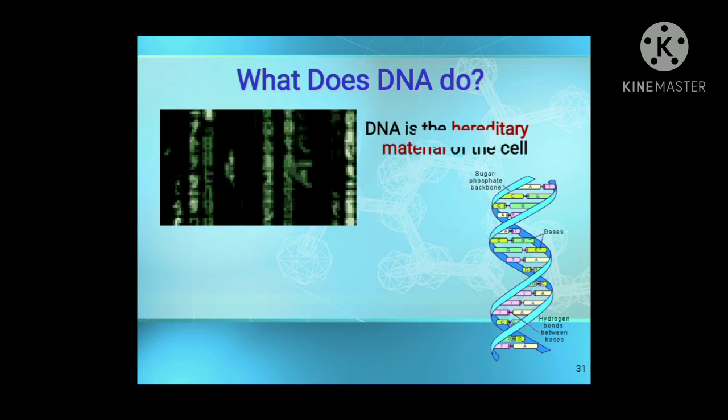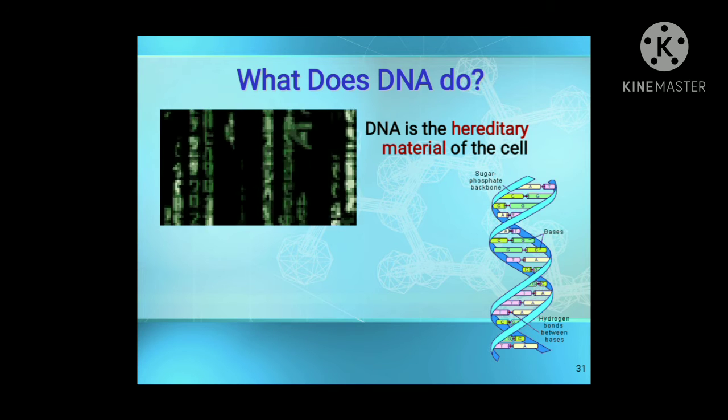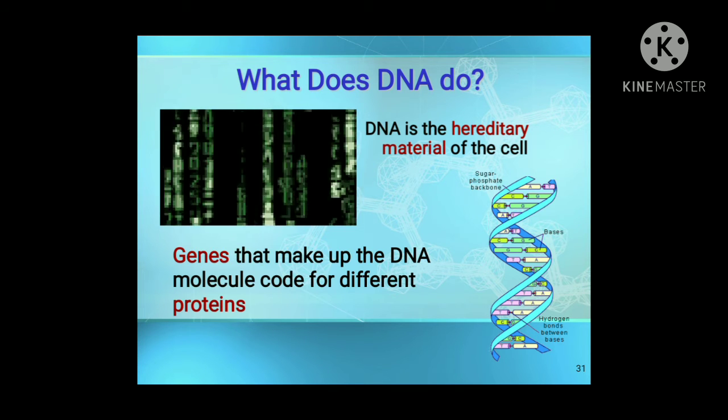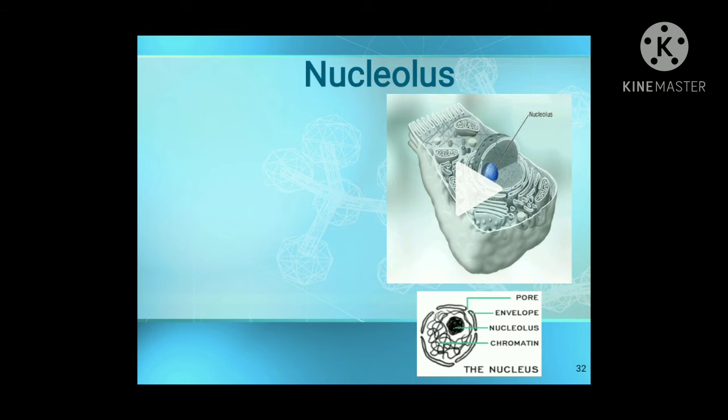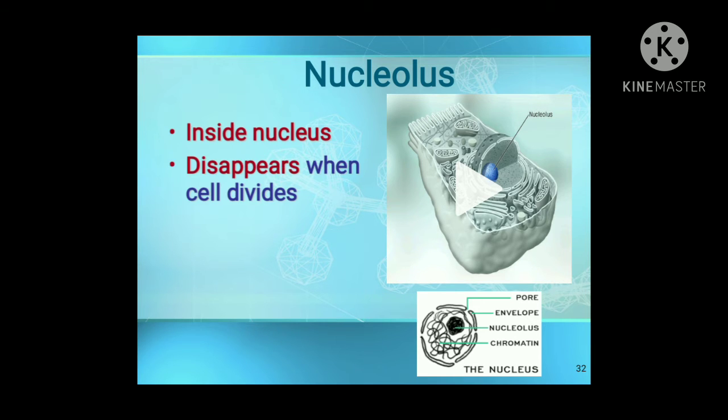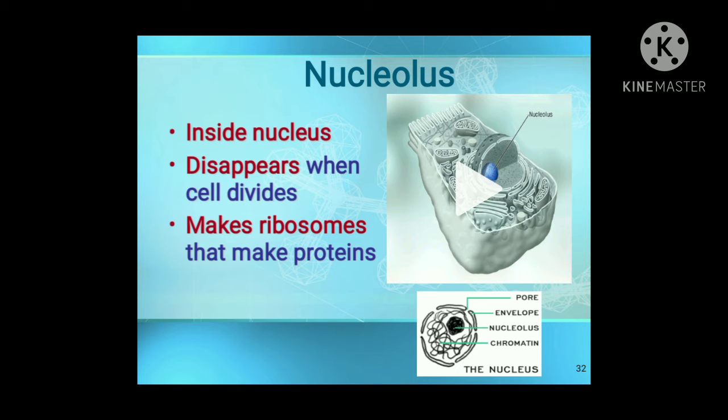What does the DNA do? The DNA is the hereditary material of the cell. The genes that make up the DNA molecule code for different proteins. Nucleolus. It is inside the nucleus. It disappears when the cell divides. It makes ribosomes that make proteins.